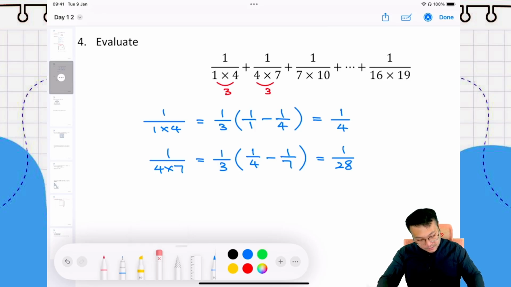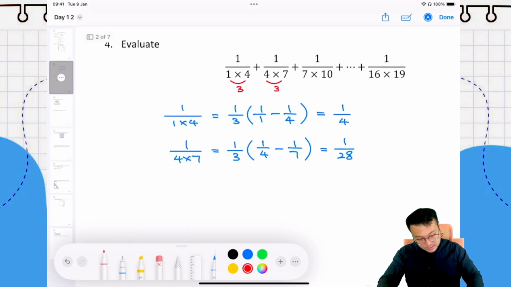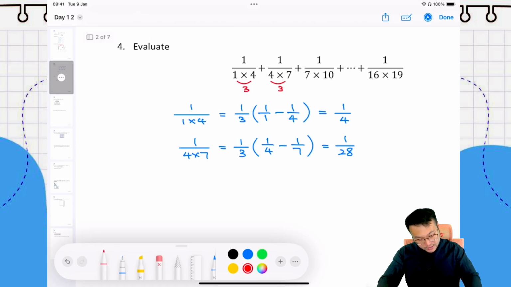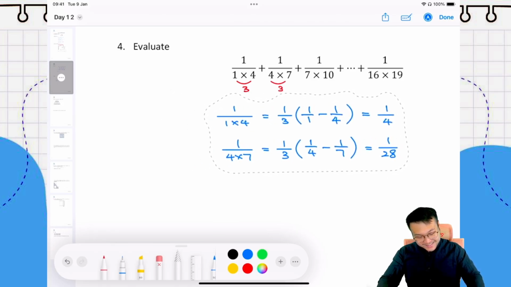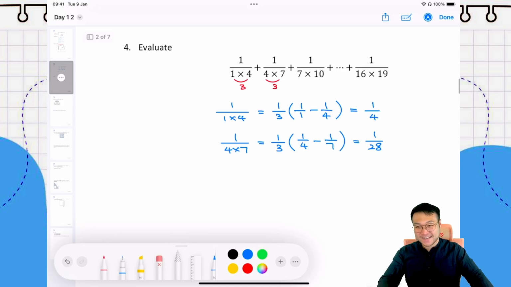Okay? So students, having known that you can rewrite it like that, why don't I give you 2 minutes? Can you try to solve the question? Okay, your time starts now. Type your answer in the chat, please. Now, let's take a look at the answer.